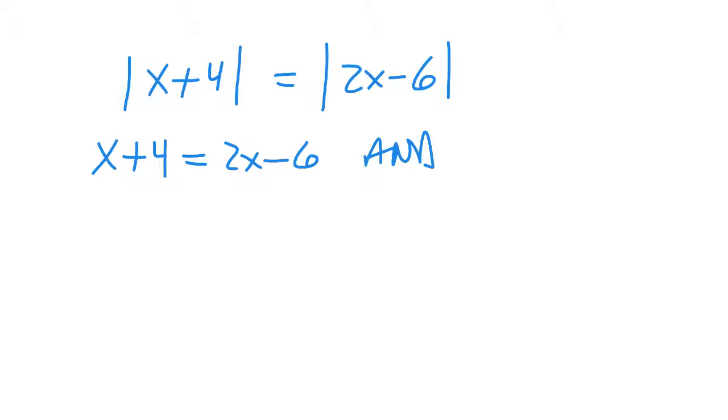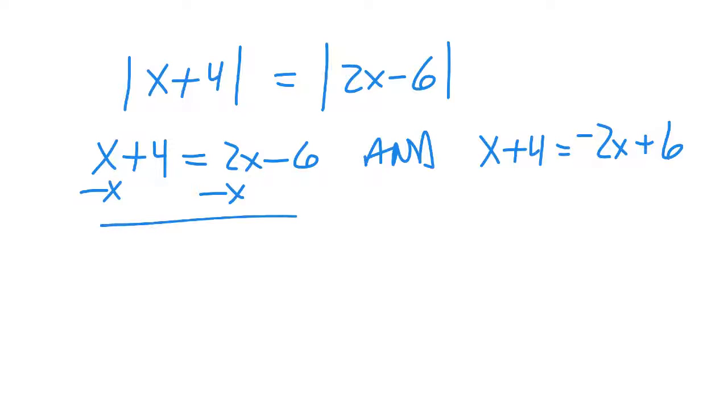And on the second one, we need to change the ending. So x plus 4 is equal to, and to change the ending 2x minus 6, we have to change them both. So it's negative 2x and plus 6. And now we'll work these out. We'll subtract x. Add 6.